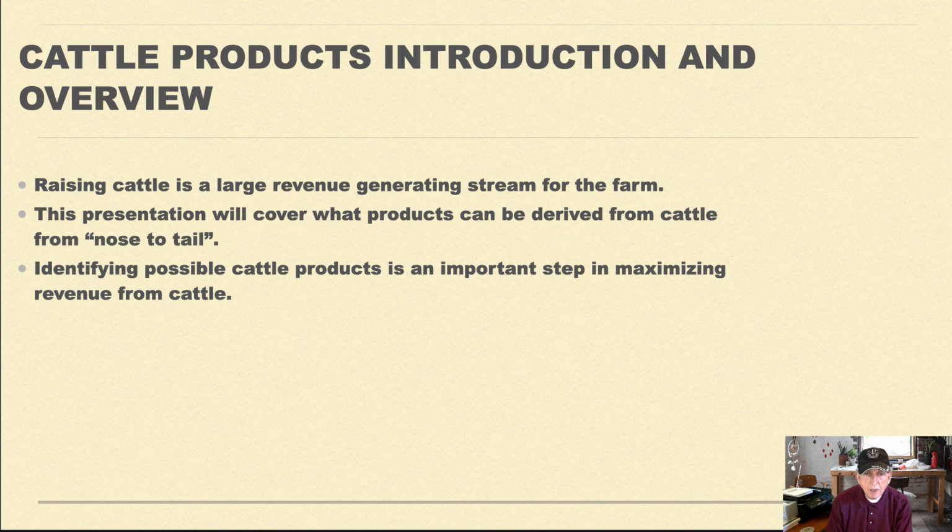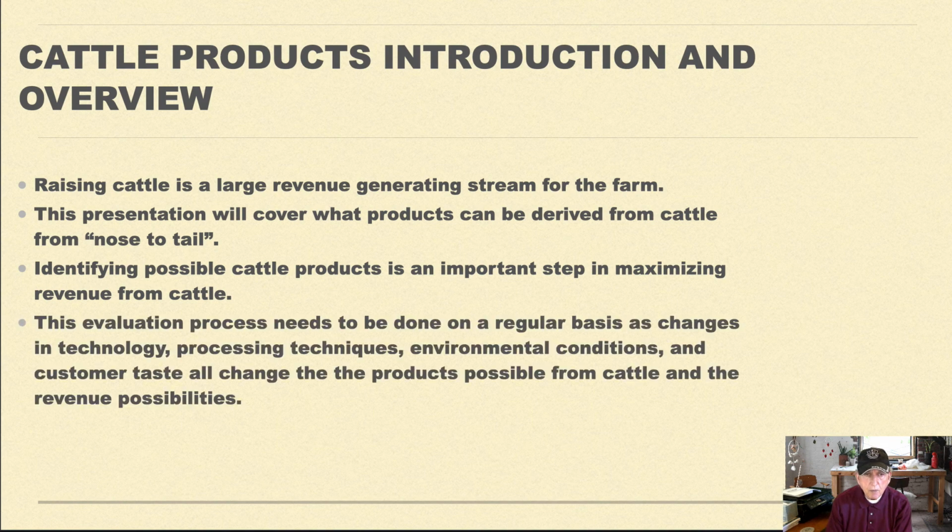Identifying possible cattle products is an important step in maximizing revenue from cattle. This evaluation process needs to be done on a regular basis, as changes in technology, processing techniques, environmental conditions, and customer tastes all change the products possible from cattle and the revenue possibilities.